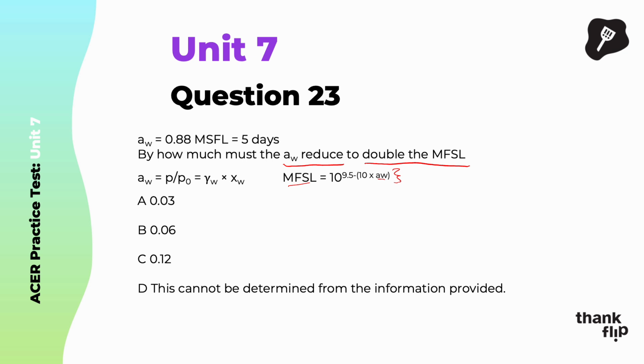And what we're going to start off by doing is basically figuring out what AW needs to be when we double MFSL. So if we double MFSL, we get 10. So 10 is equal to 10 to the power of 9.5 minus 10 times AW. So what we can do now is take the log 10 of both sides. So if I do log 10 of this and log 10 of this, I get 1 is equal to 9.5 minus 10 times AW.